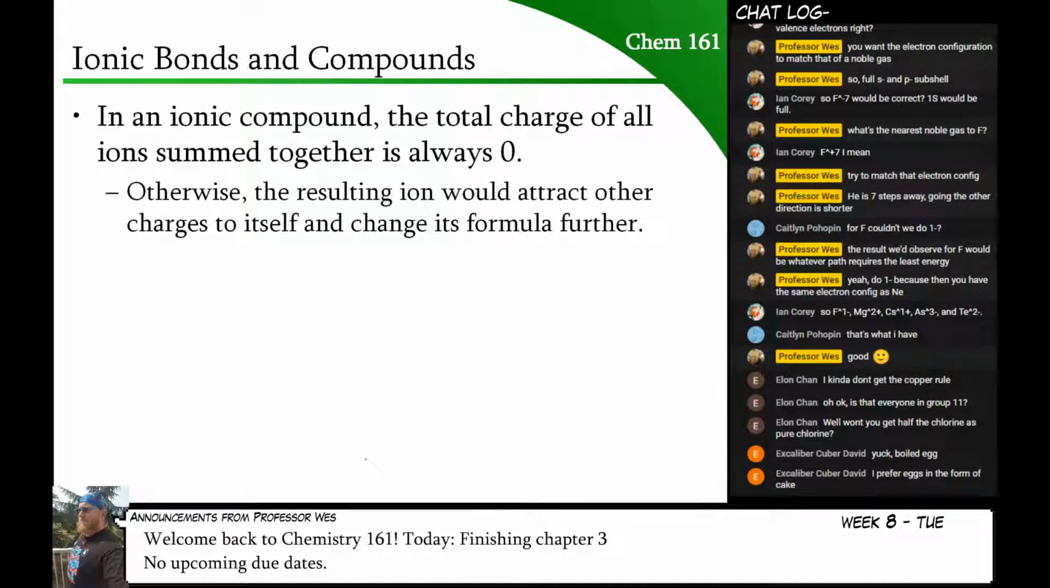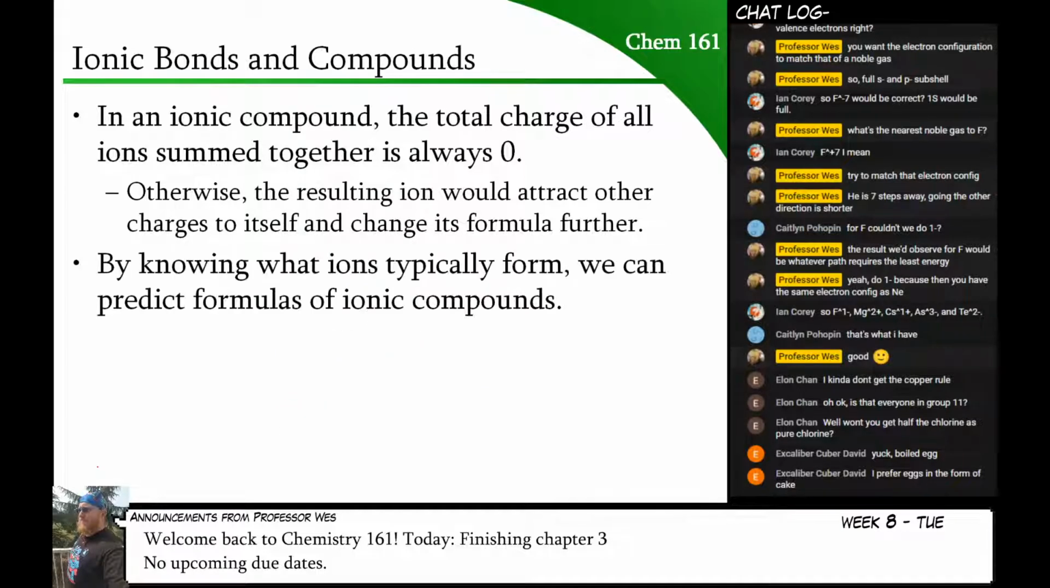Now, if it wasn't 0, and I put like a magnesium 2+ together with just one chlorine, the end result that I would get would be something like this, with a total charge of that. Well, it's still got a charge on it, so it's going to attract things that are negative, which would then change the formula, right? So the total formula charge has to be 0. Otherwise, things keep getting attracted to it, and it would not be stable. Now, as long as you know what ions form, and we do now because we know how to make the electron configuration for any ion, you can predict the formula of any ionic compound that I throw at you.